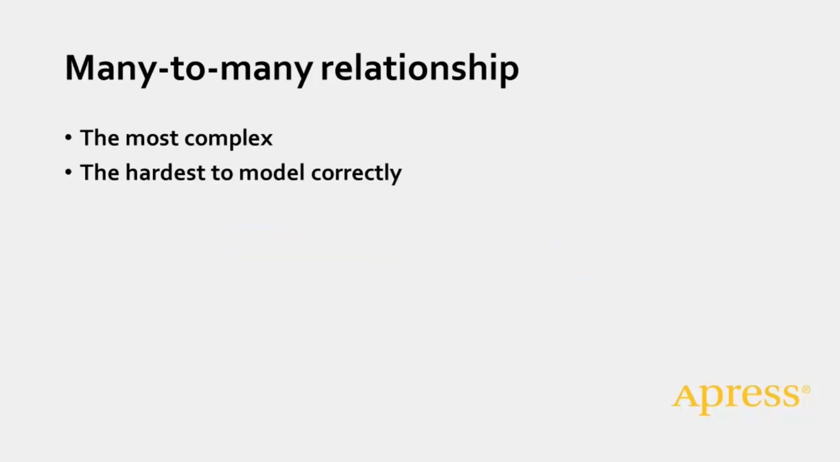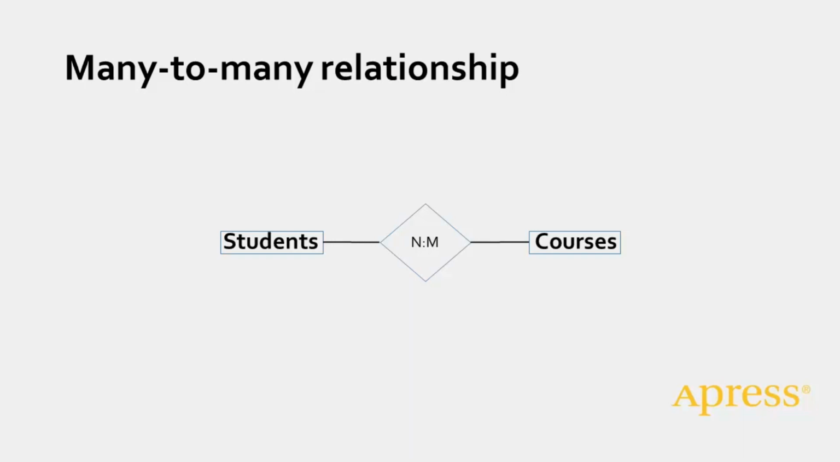The third type of relationship is the many-to-many relationship. This is the most complex of the three, and thus the one most prone to be modeled incorrectly. One example of this kind of relationship would be the relationship between students and courses. A student in a school can be enrolled in multiple courses, and each course can enroll multiple students. Another example of this kind of relationship can be found in a hospital, where a patient may receive care from multiple providers, and a provider may deliver care to multiple patients.